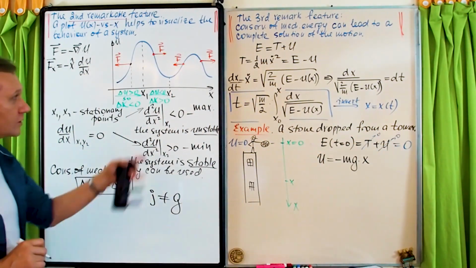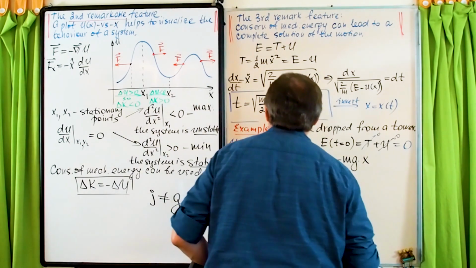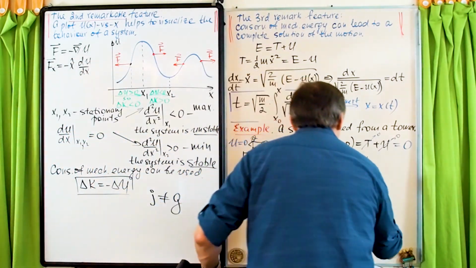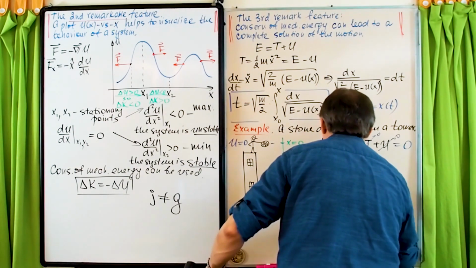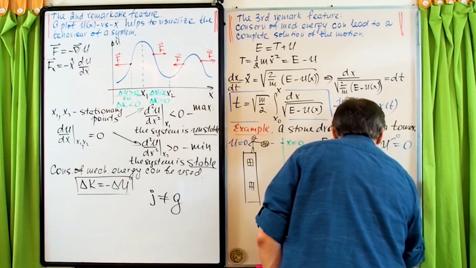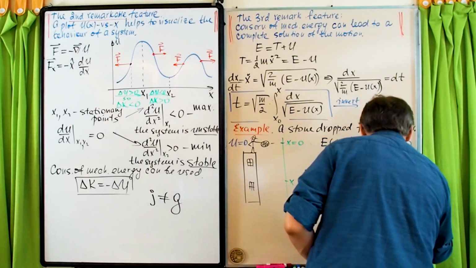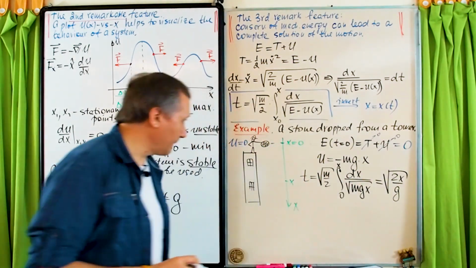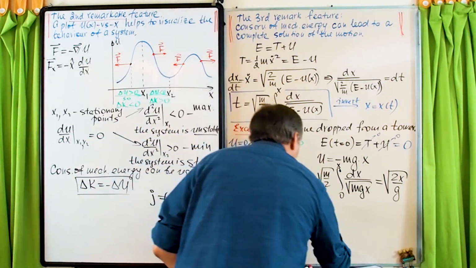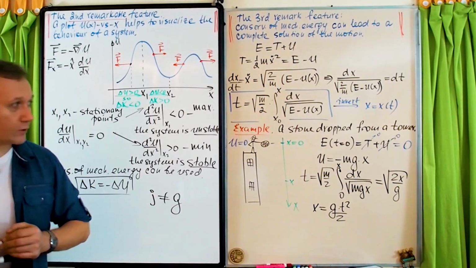So it will be negative mg x, in this case x. Now we just need to plug it in and integrate this simple integral. So t equals square root of m over 2 times the integral from 0 to x, where x is some arbitrary point, of dx over square root of mgx. It's a trivial integral. Of course, you will end up with square root of 2x over g. You invert it, and you get that well-known kinematic equation, x equals gt squared over 2. So we got the function.